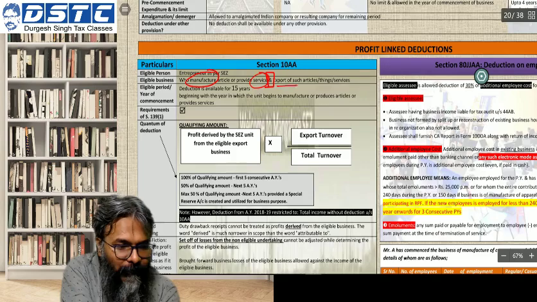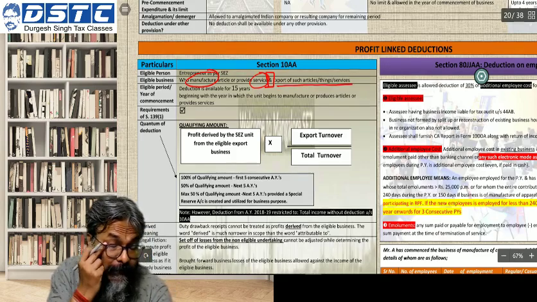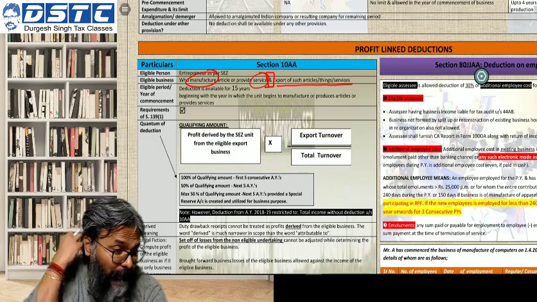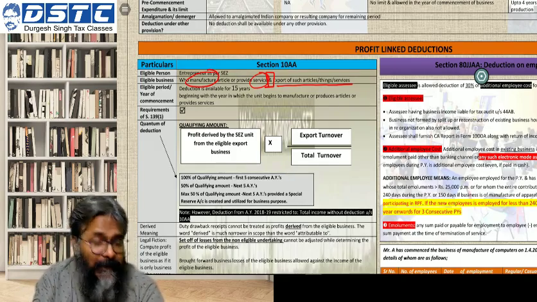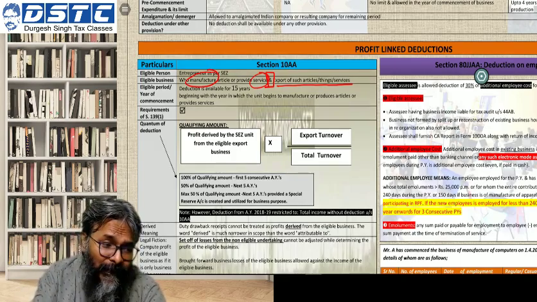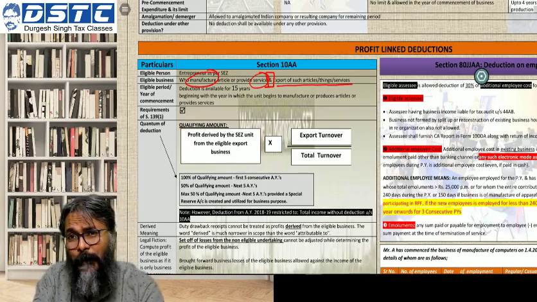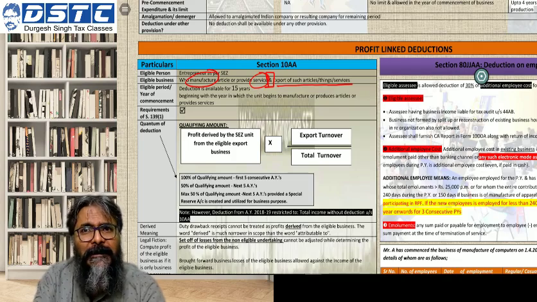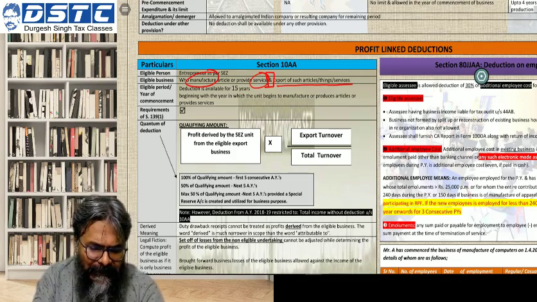And the export of such articles, things and services. Good morning Priyanka, DSB. Good morning. So the export of such articles, things and services: you need to manufacture as well as you need to export. These are the twin particular conditions that should be satisfied.